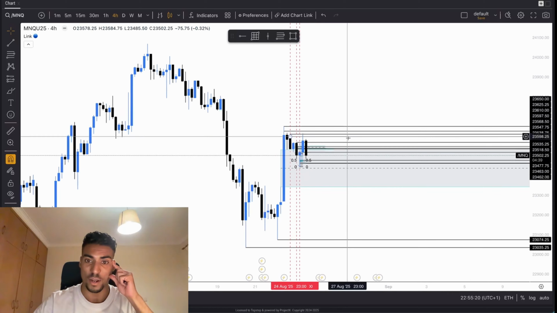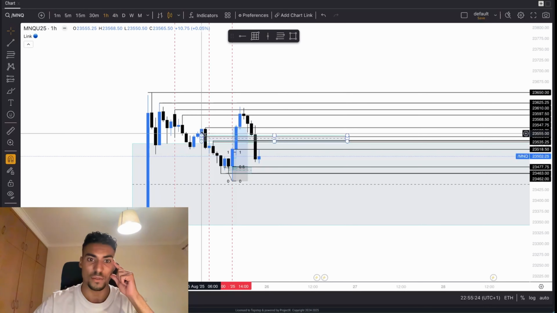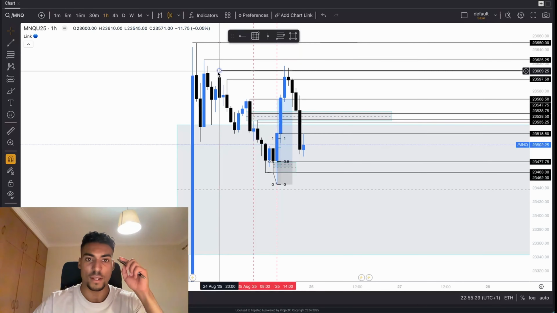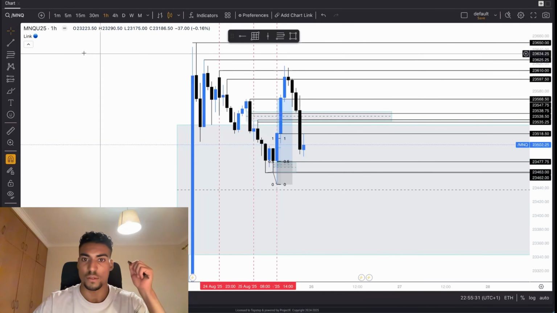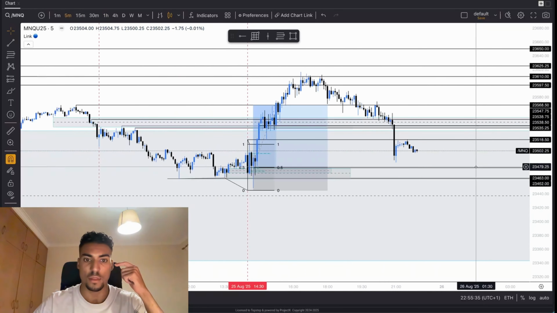We also have these 4 hour highs to the upside, and these 4 hour highs were made in Asian session, so right here. Other than that, we have 1 hour highs right here, 1 hour highs right here, and 1 hour highs right here. That's pretty much it for draws on liquidity for the day.